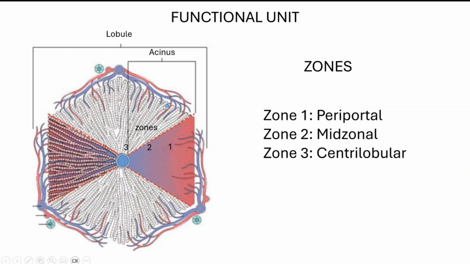The functional unit of the liver, this hexagonal structure, is divided into acinar. It starts from, see, this is the portal area. And then the division is zone 1, zone 2 and zone 3, from the portal vein towards the central vein. Zone 1 is the periportal, the mid zone is next to that, and the zone next to the central lobular is zone 3.